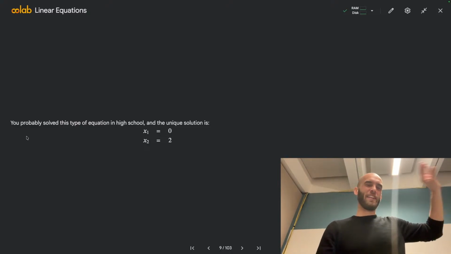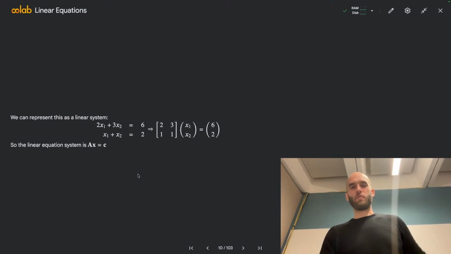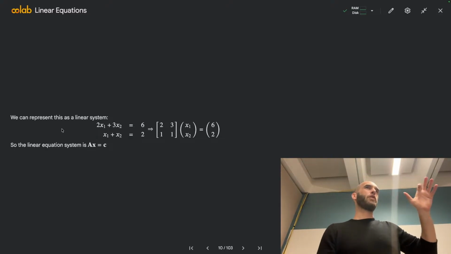This is the solution. This is maybe a little bit dramatic to say it this way, but this is a unique solution. So we can represent these kinds of linear equations in matrix form.